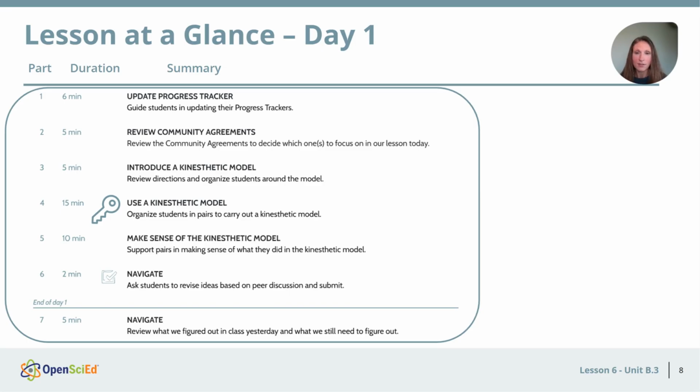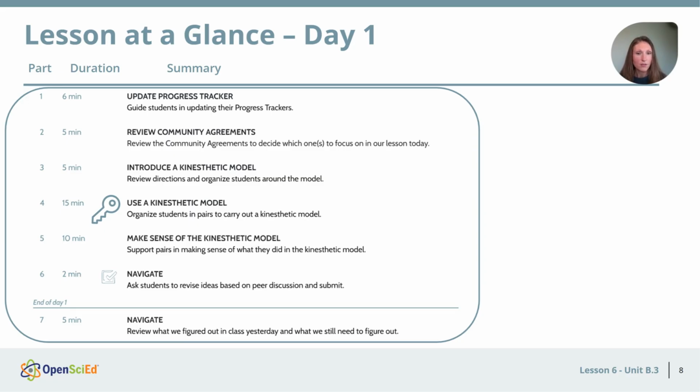In the first part of Lesson 6, students update their progress trackers if they haven't done so already, and then review the community agreements to decide what to focus on during the kinesthetic model. Then they follow the instructions on their handout and move to different locations around the room to essentially transcribe and translate a segment of DNA. When they finish, they complete the making sense questions at the end of their handout.